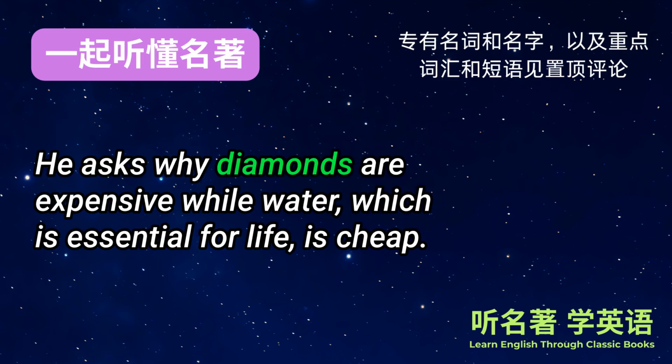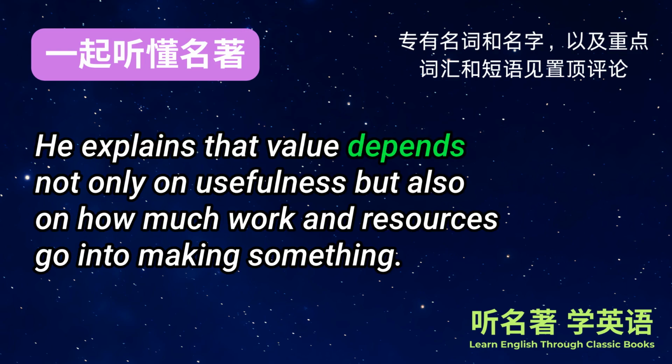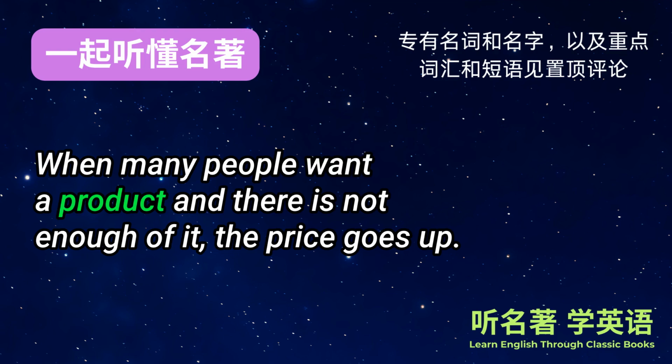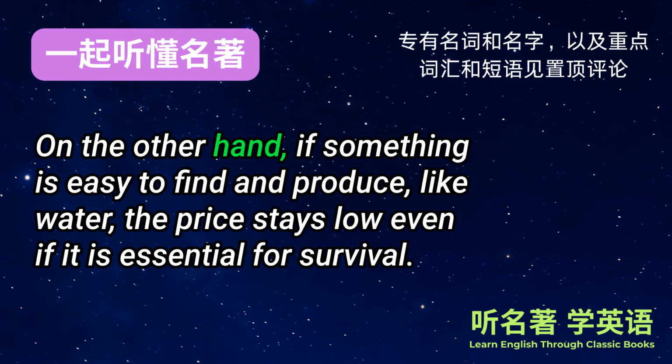He asks why diamonds are expensive while water, which is essential for life, is cheap. He explains that value depends not only on usefulness, but also on how much work and resources go into making something. This idea helped shape future economic theories about supply and demand. When many people want a product and there is not enough of it, the price goes up. On the other hand, if something is easy to find and produce like water, the price stays low even if it is essential for survival.